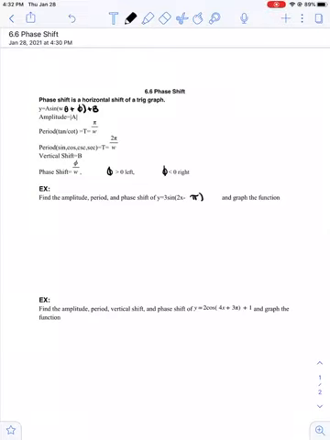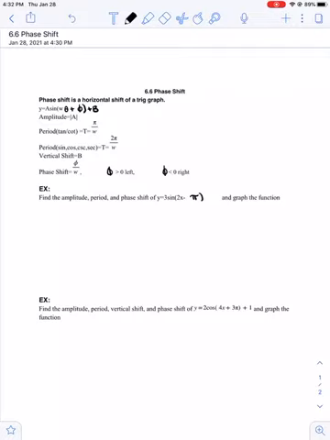Hey everyone, today we're doing the last piece of graphing these trig functions, which is the phase shift. And we got a little bit of an intro to this during our Desmos activity. The phase shift is moving the graph to the left and right in the x direction.